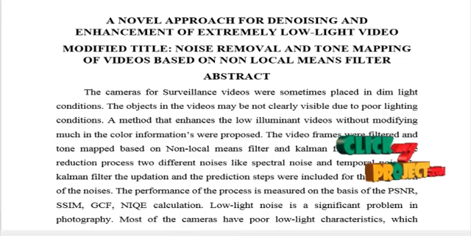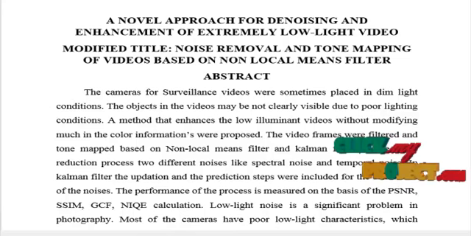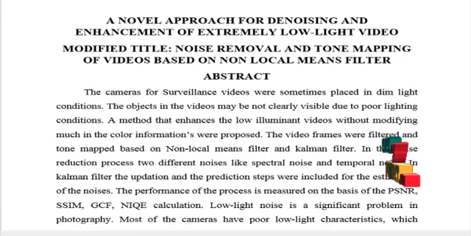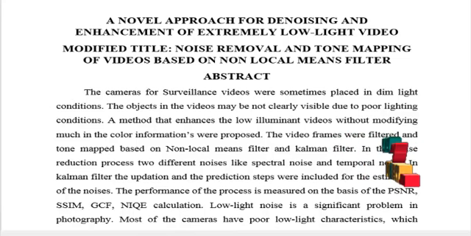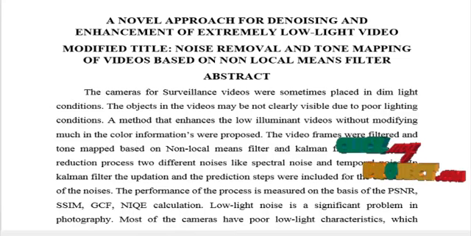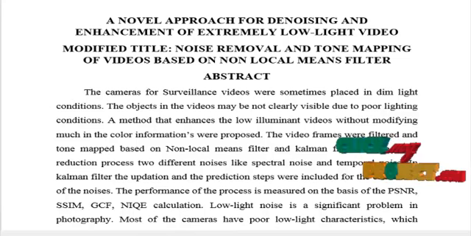The objects in the videos may not be clearly visible due to poor lighting conditions. A method that enhances the low illuminated videos without modifying much of the color information was proposed. The video frames were filtered and tone mapped based on non-local means filter and Kalman filter.